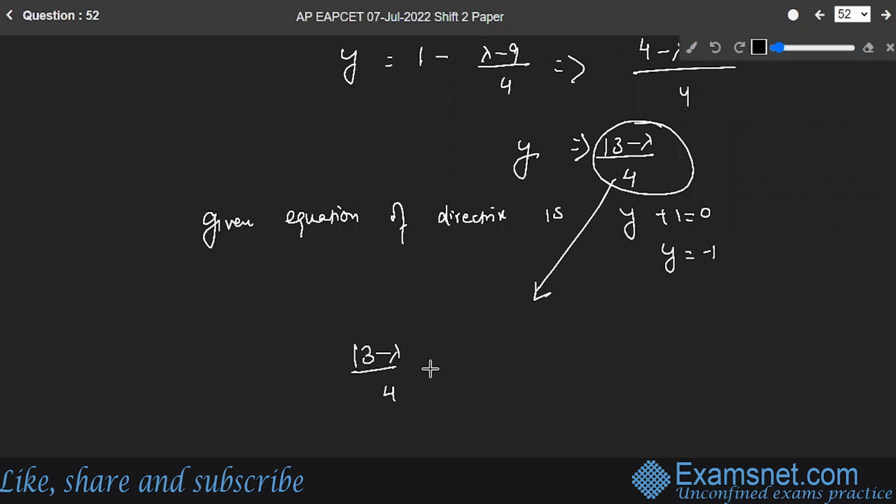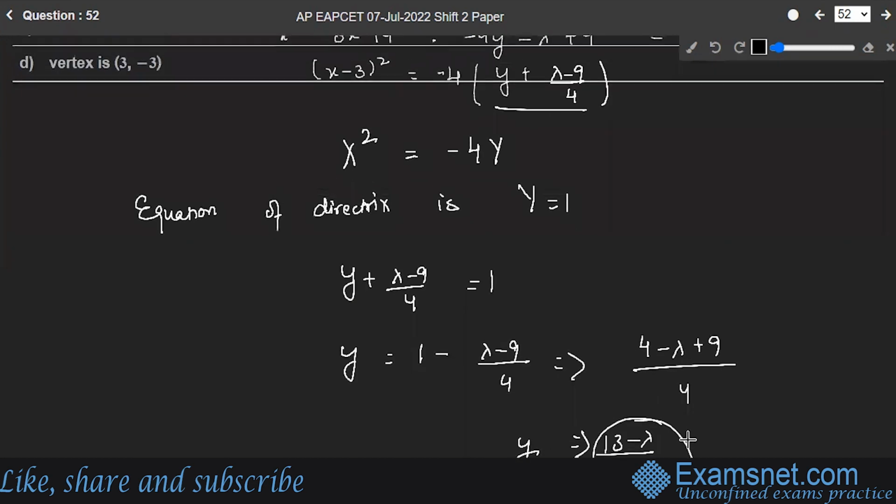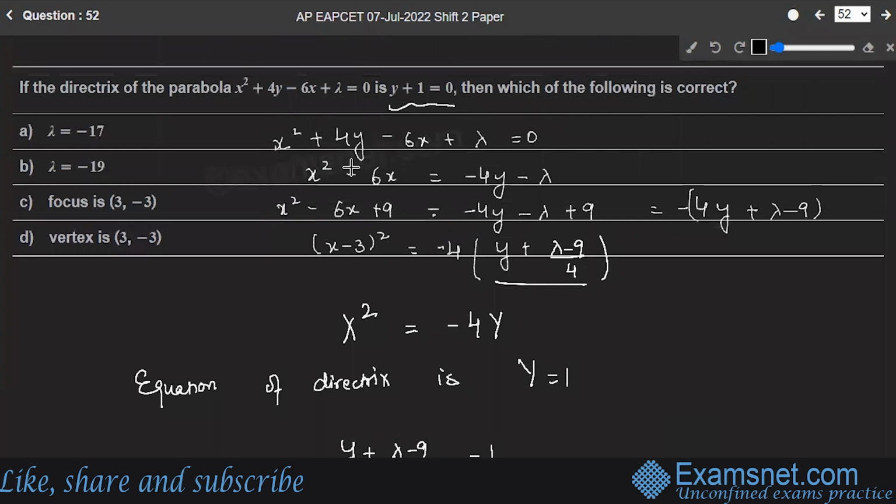13 minus lambda upon 4 is equal to minus 1, which gives you 13 minus lambda is equal to minus 4, or lambda is equal to 17. This is the value of the lambda. Hope this is clear till here. Now let's find out the value of, what do you have to find out? Lambda is minus 17, lambda is minus 19, this is incorrect. Now we have to go for the focus and the vertex. Let's find out both of them.